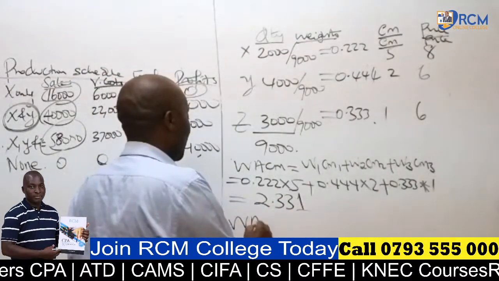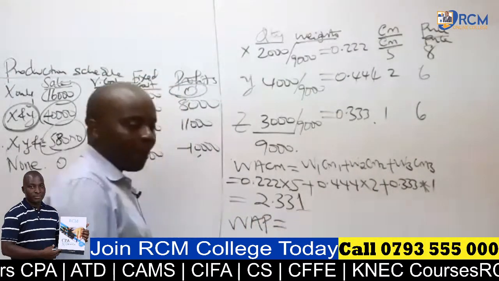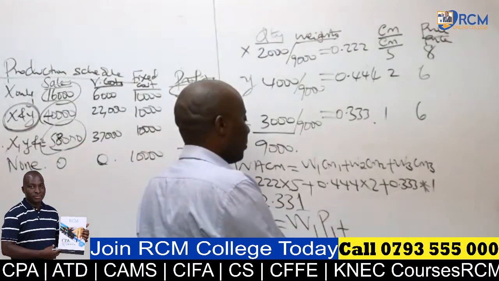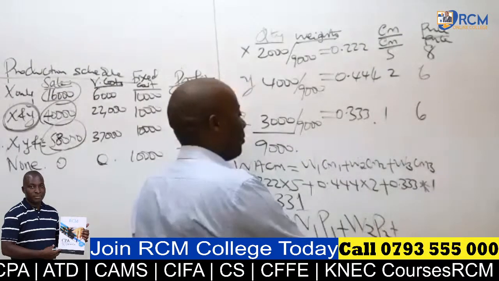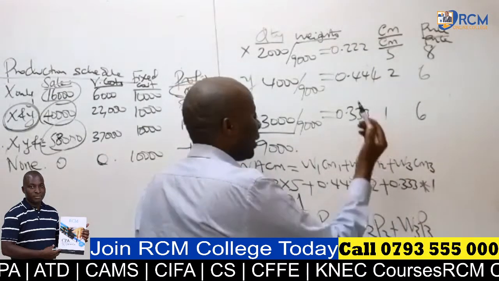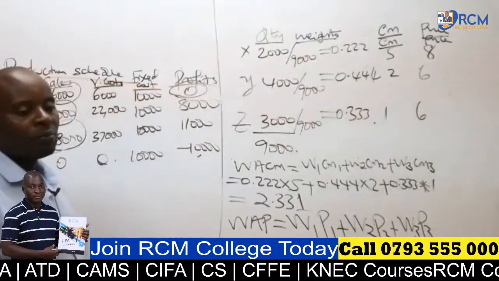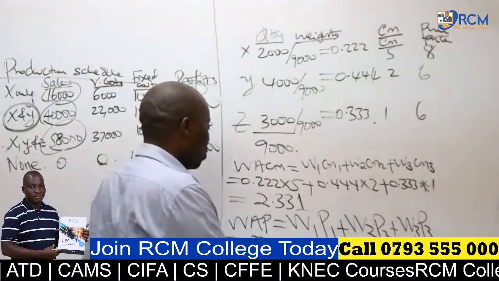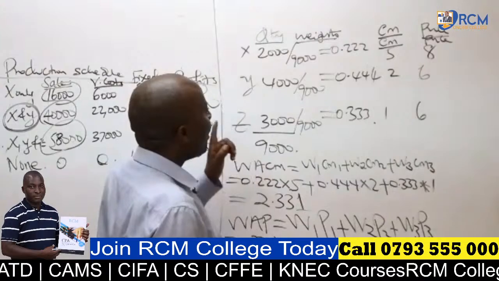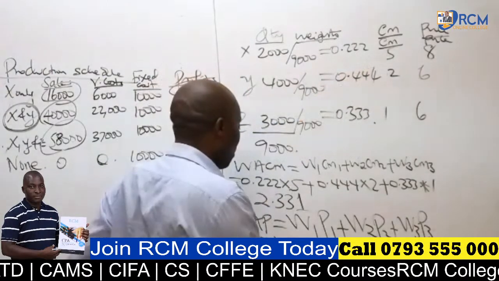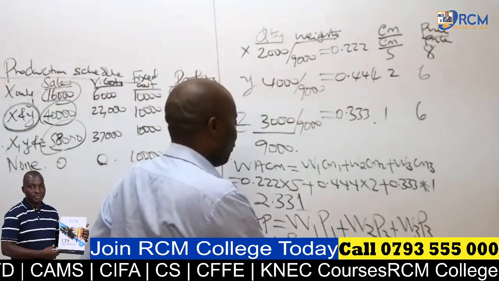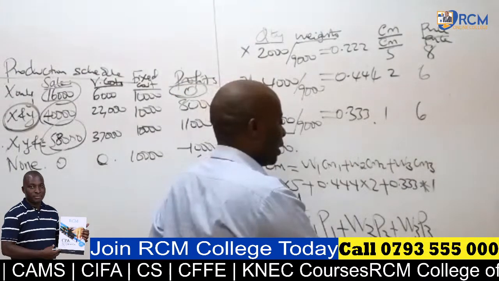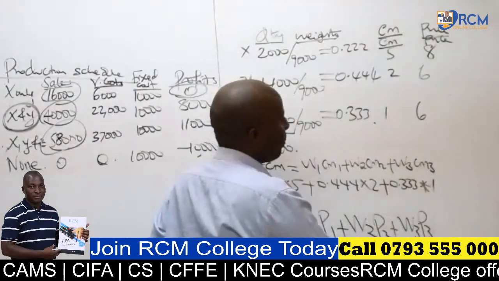So from there, go ahead and give me the WAP. How do we get WAP? To get WAP, ladies and gentlemen, we normally take weight 1, price 1, plus weight 2, price 2, plus weight 3, price 3. There are 3 products, remember. Weight 1 is 0.222 times price 1, the selling price of the first product, which is 8, plus 0.444 times price 2, which happens to be 6, plus 0.333 times price 3, which happens to be 6 again.